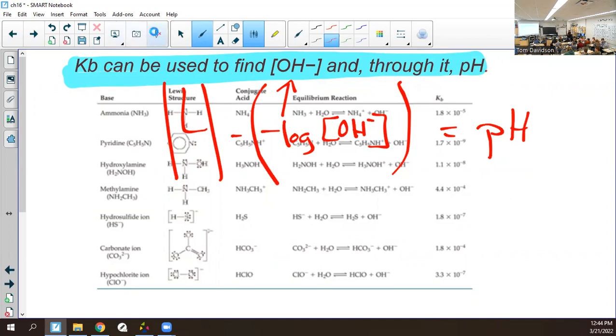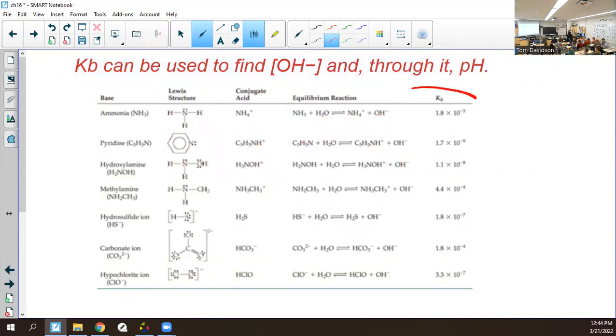The same rules apply here. Which one of these is the strongest base? It's the one with the smallest exponent, the smallest negative number. Oh, never mind. There's a 5 and there's a 4 right here. It's my fault.